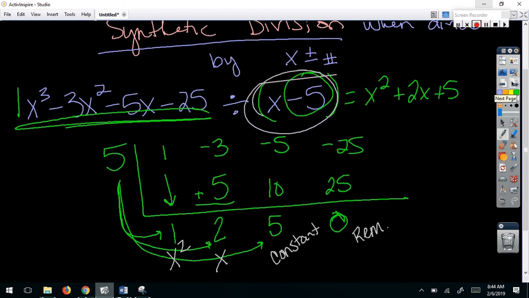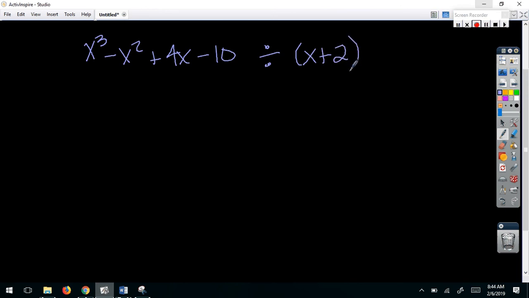Let's do another one. Let's do x to the third minus x squared plus 4x minus 10 divided by x plus 2 this time. So first question is, can I divide it synthetically? Yes. Why? It doesn't have a coefficient or exponent, it's just x plus a number, or x minus a number.